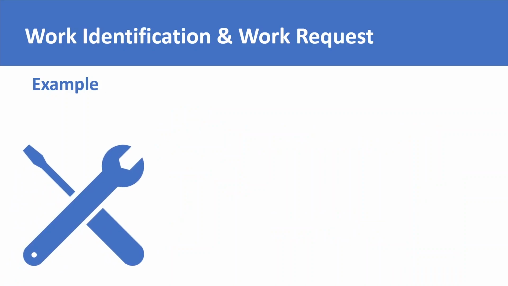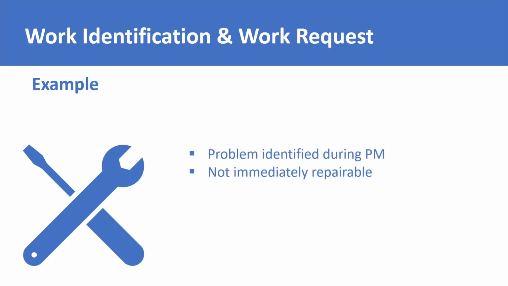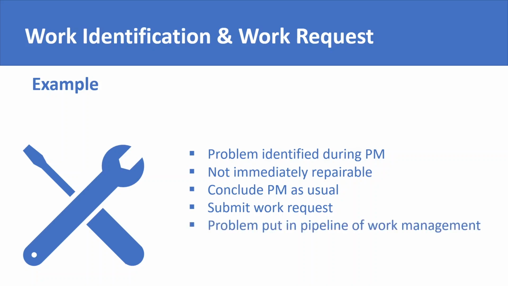As another example, a preventive maintenance technician may find a problem in the equipment that is not immediately repairable. Under such a case, he will conclude his preventive maintenance activity as usual and highlight the observation by submitting a work request. In this way, the problem that he has observed will be put into the work management process and will later be resolved after proper planning and scheduling.